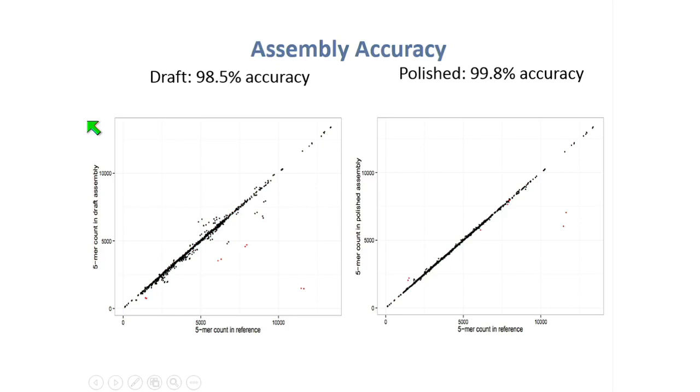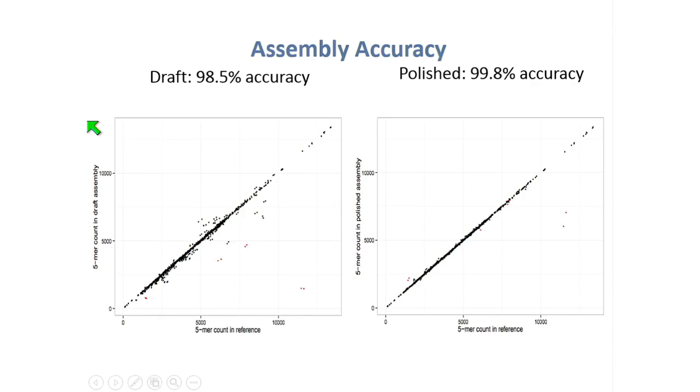And what this means basically is that you can polish up an assembly or you can call variants, and you can do a lot better than you would do with a naive approach by referring back to the event data. So this is on an E. coli assembly. What you get is before, if you look at the 5-mer counts in the reference genome and you look at the 5-mer counts in our de novo assembly, you can see that most of the time there's a very good relationship, but for certain k-mers, it really has a problem.